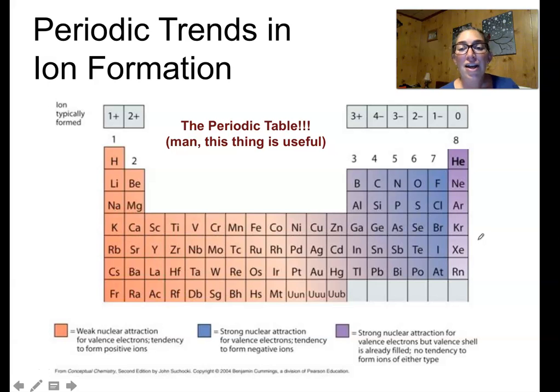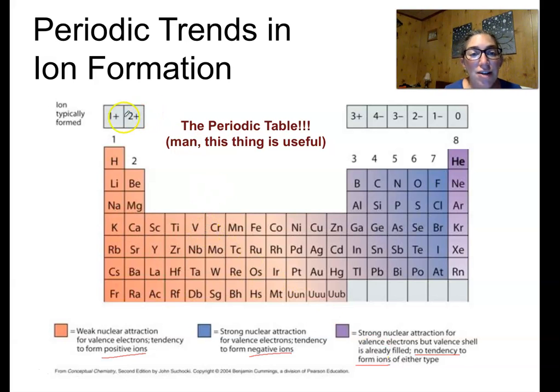This is just another useful visual slide showing you again. Here are all the metals on the left side of the periodic table, and they tend to form positive ions, whereas the non-metals over here in the blue area tend to form negative ions. They tend to gain electrons. And the noble gases in that purple column over there don't form ions. They have no tendency to form ions because they already have a full valence shell.